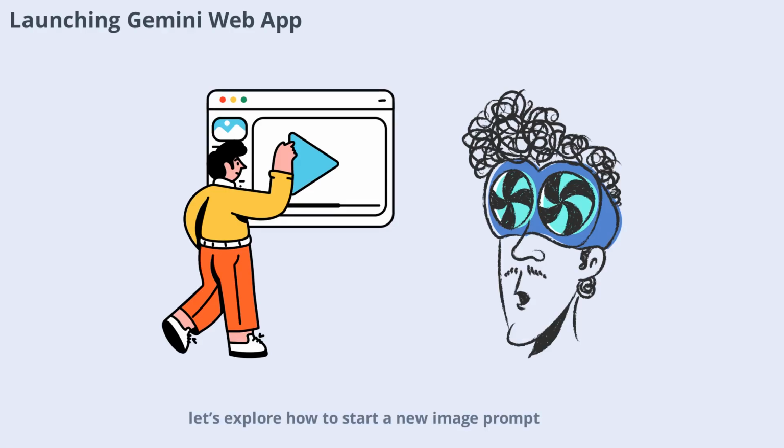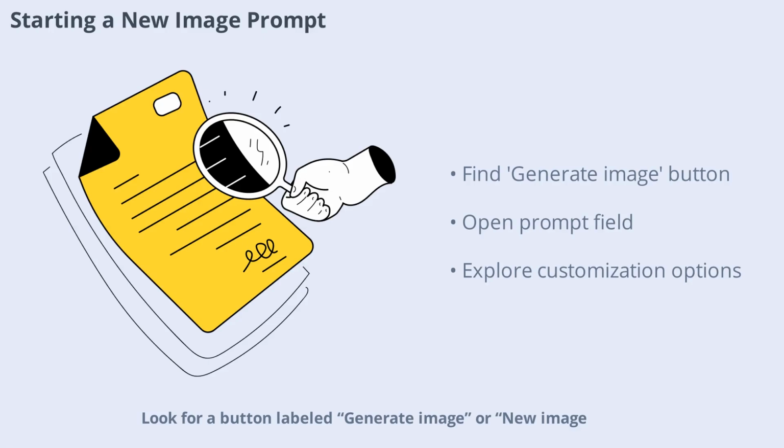Now, let's explore how to start a new image prompt. Look for a button labeled Generate Image or New Image, often represented by an icon. Clicking this opens the image prompt field, where your creativity begins. This is where you'll paste or type your detailed prompt. Take a moment to explore any additional options or settings available in this section, as they can help you customize your results. Ready to craft your first prompt? Let's see how to do it effectively.